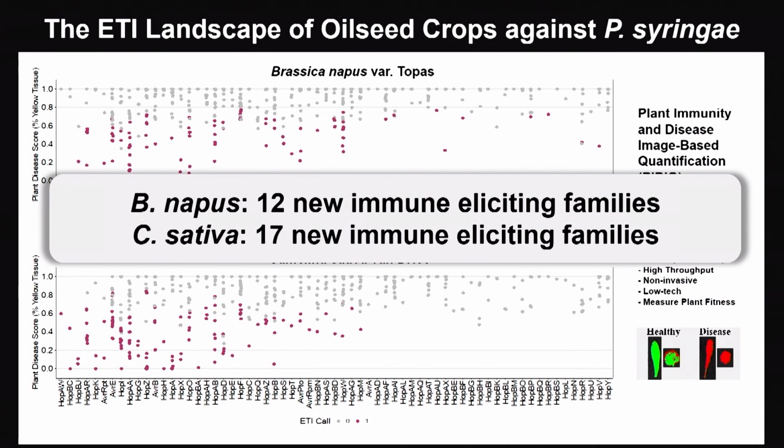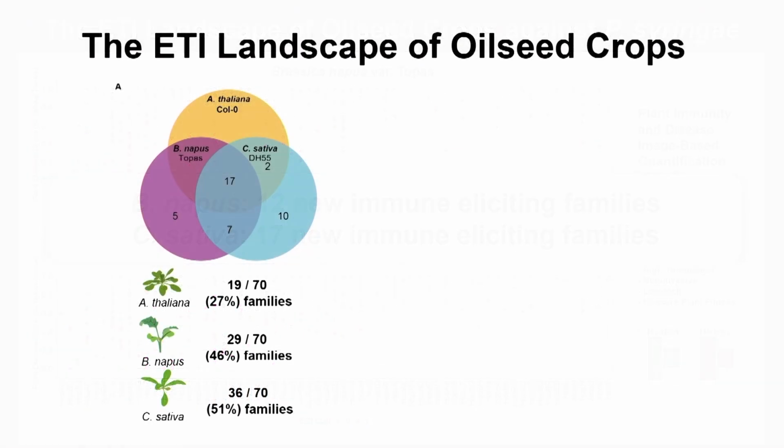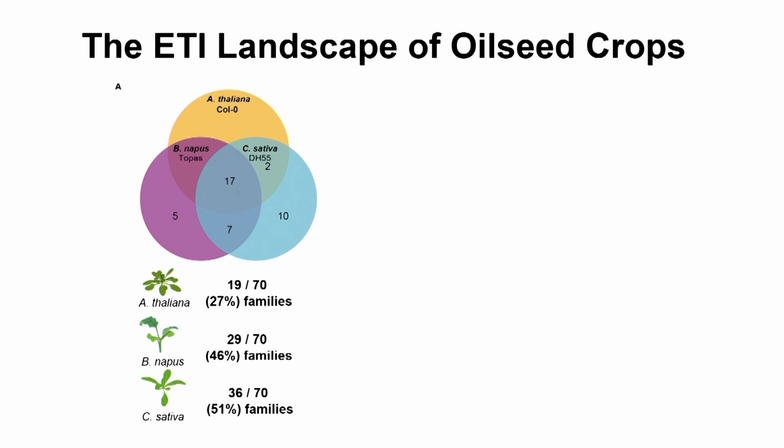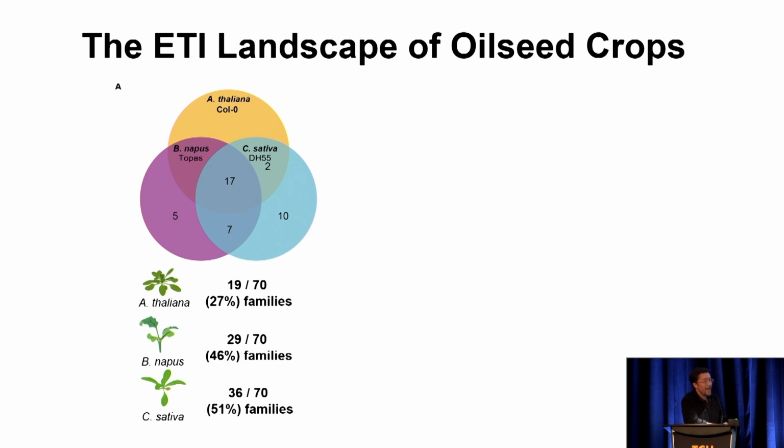To summarize this, we found 12 new immune eliciting families in canola and 17 new immune eliciting families in Camelina. That means that the oilseed crops actually recognize more effectors than Arabidopsis did. So Arabidopsis, we had 19 of the 70 effector families being recognized. In Brassica, we have 29 of the 70. And in Camelina, over 50%, which is 36 out of the 70 families.